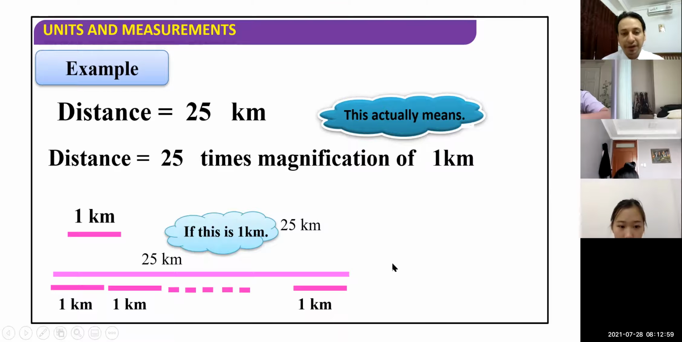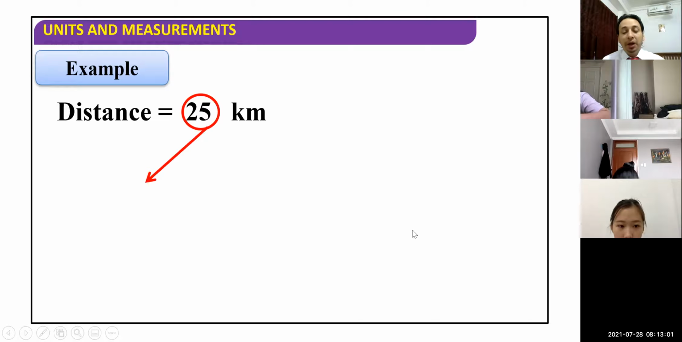Now, after this, Tuisha, may I know, is this 25 a unit, or is it a magnitude of distance, a measuring value? What is this 25 here? Tuisha: The magnitude. Yeah, correct. This is a magnitude. So 25 is a magnitude. Magnitude of what quantity? A measurable quantity. Distance, we have measured distance. And kilometer here is a unit.